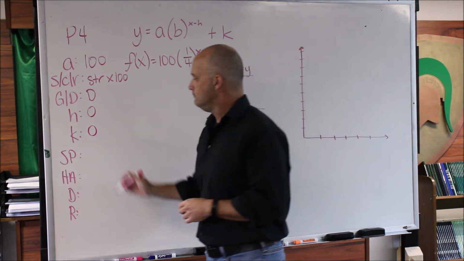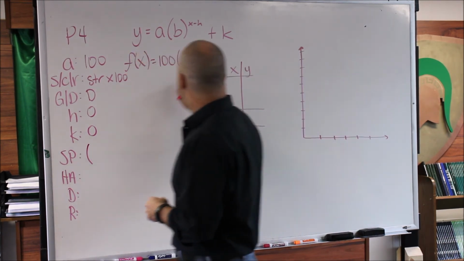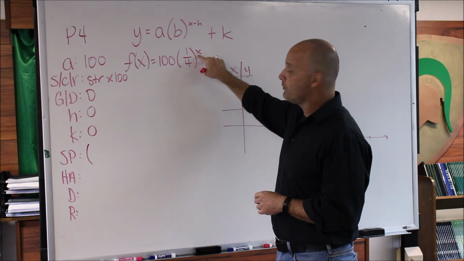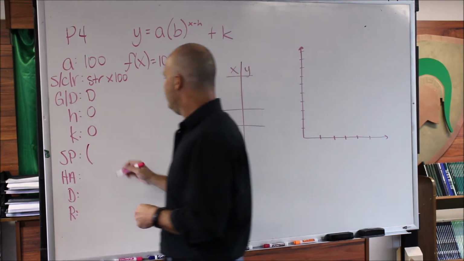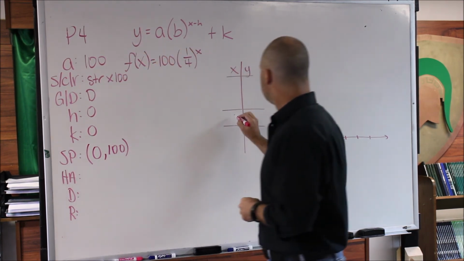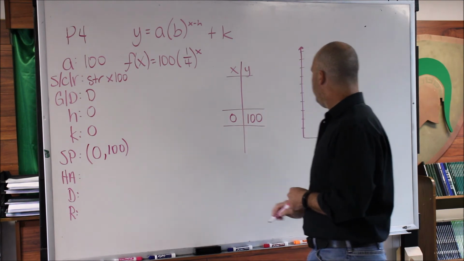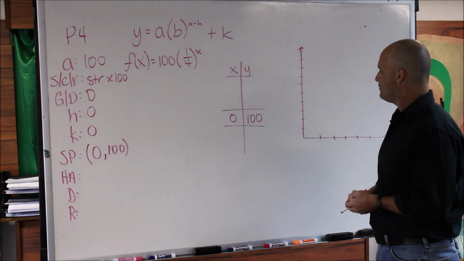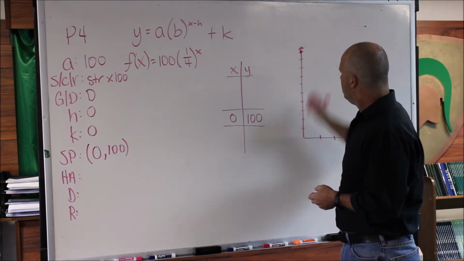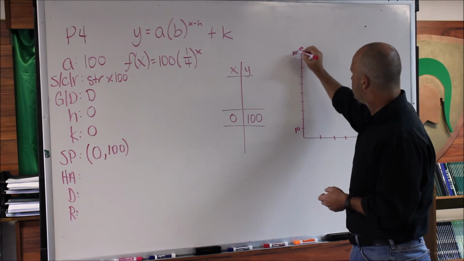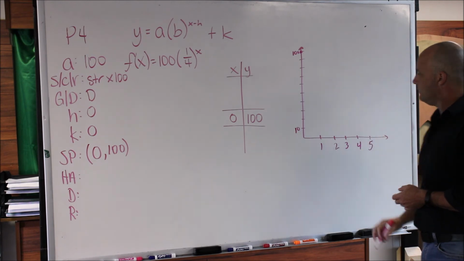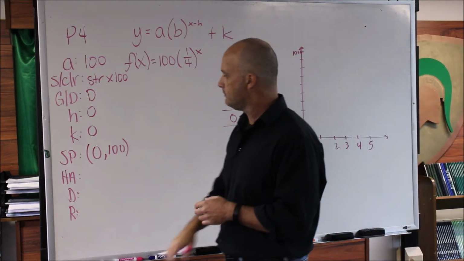The starting point, though, this is going to be the interesting one. If we plug in 0 for x, then 1/4 to the 0th is 1, times 100 is 100. So when x is 0, y is 100. Go ahead and write that in there. And then let's just go ahead and call these by tens along the side. So we're going to go there. So this is 10 and this is 100. We're only going to go by ones along the x-axis, but tens along the y-axis.